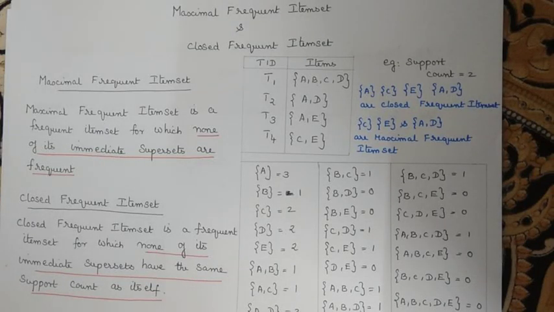Hi, we are going to see about maximal frequent item set and closed frequent item set in this video. I will explain it with an example. As we saw in the previous videos about the Apriori algorithm, we know what a frequent item set is.